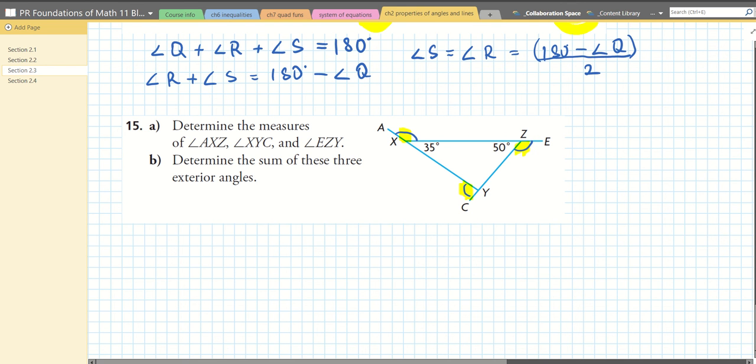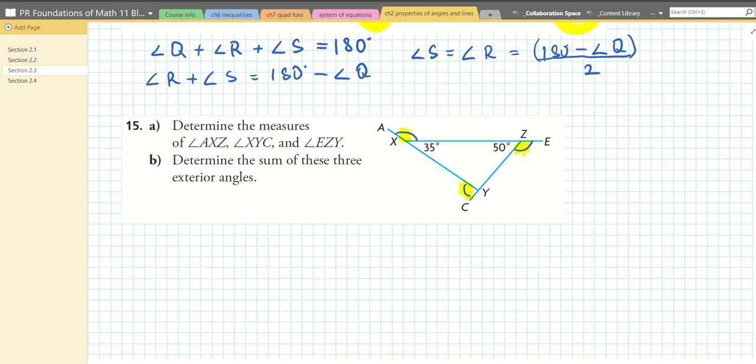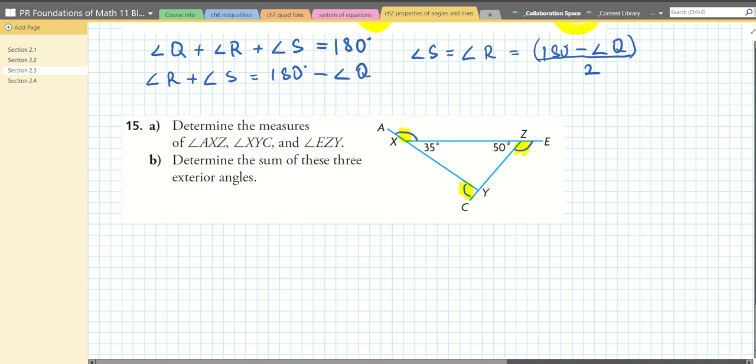So these are known as the exterior angles of a triangle, right? Because if you extend the lines, you have the interior angles. So these are interior angles. And then the ones where you extend the line and you make basically a straight angle with the interior angle, you call these exterior angles. So that's why part B says determine the sum of these exterior angles.